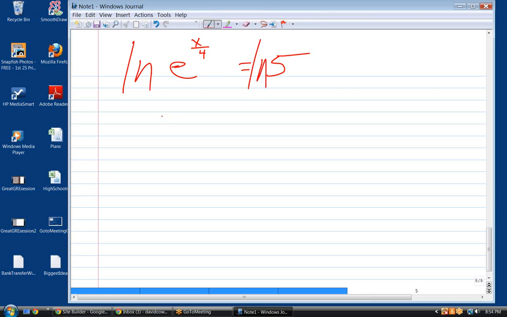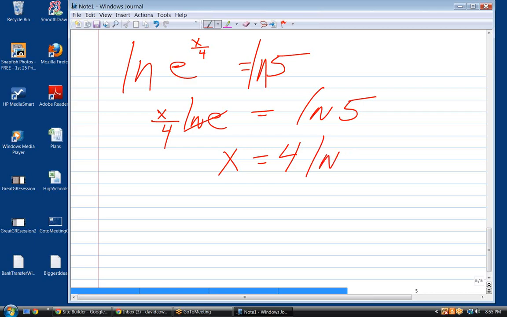Now what's the next step? Put the exponent in front of the log. What's the natural log of e? See what I did there? You subtracted. No, I multiplied both sides by 4. Oh, okay. Okay? Oh, yeah, now I see.